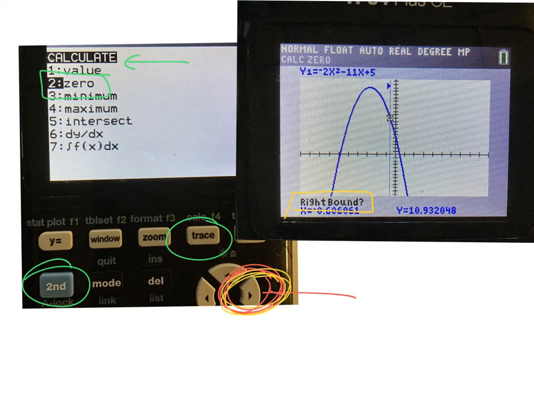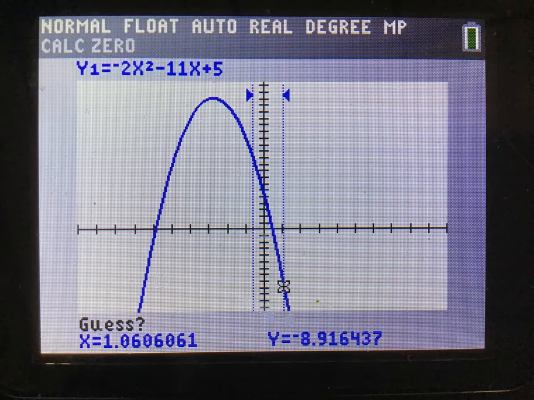So I'm going to use the right arrow button to move the cursor past where it crosses the x-axis, any place to the right of it, because again, I want to tell my calculator, look in between the left bound and the right bound. Look in that area for where it crosses the x-axis. So I'm going to press to the right until my cursor gets past where it crosses the x-axis, and I'm going to press enter. Now you see I have my left bound and right bound. So my calculator is looking in this area for where it crosses the x-axis, which is right here.